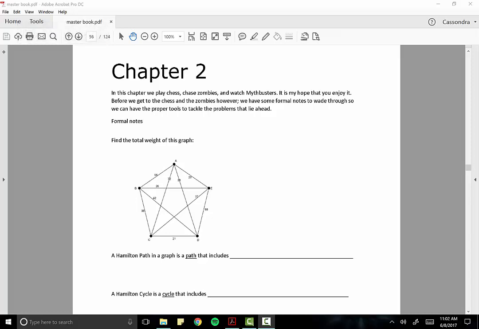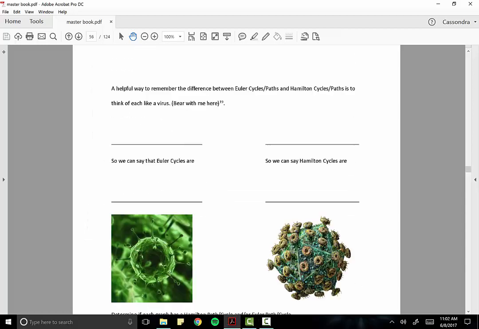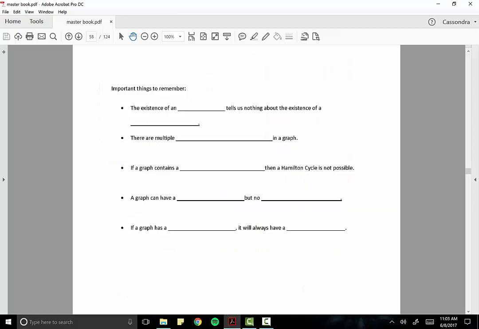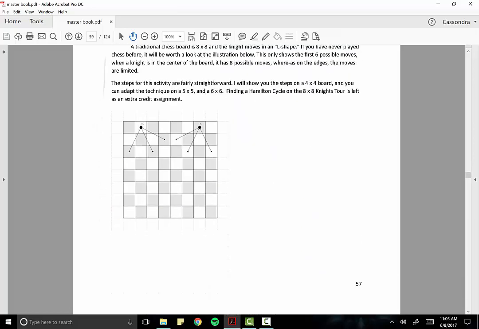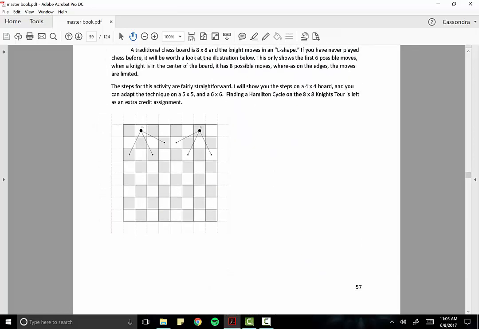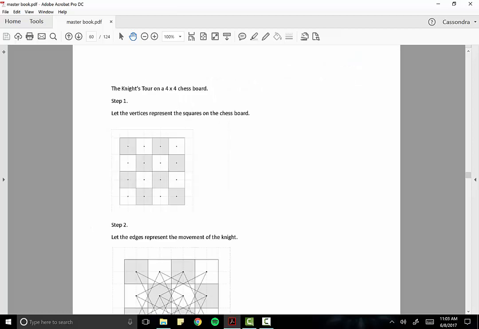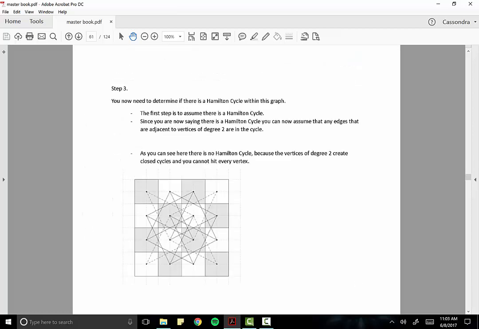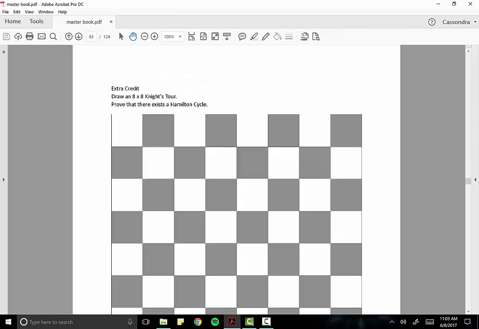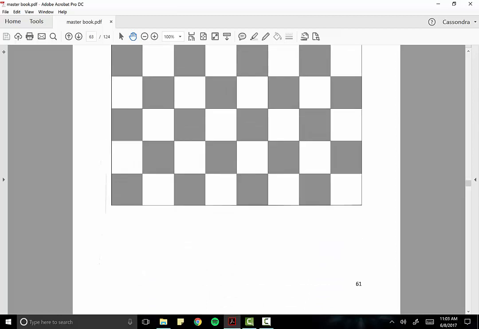Hello, and this is chapter 2. This is formal notes. So, chapter 2 has formal notes, a group work activity, which I'm going to go through in the formal notes section because I'm not too worried about it. I just need you to get to understand one thing. And then you can do a bonus.